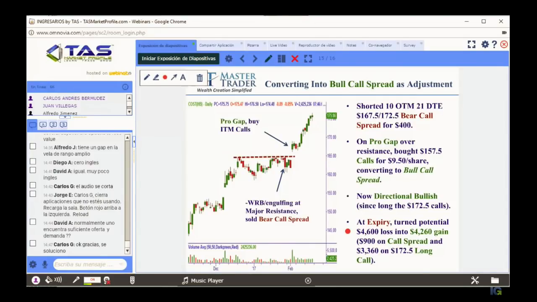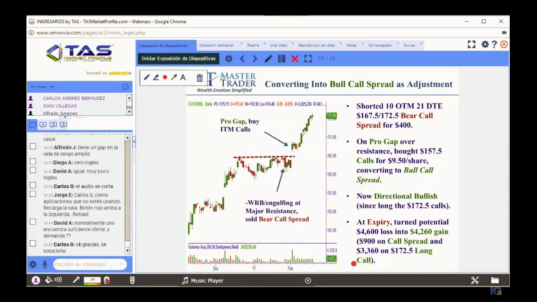So now I have a new directional bullish long just by that one minor adjustment. At expiration, if I did nothing, I would have taken my maximum loss of $4,600 for a 10 lot, but instead, by buying the call, we turn this into a $4,260 gain. We made $900 on the bull call spread, and we made $3,360 on the long call that we had from the first position.